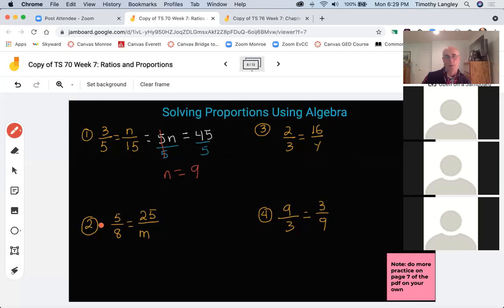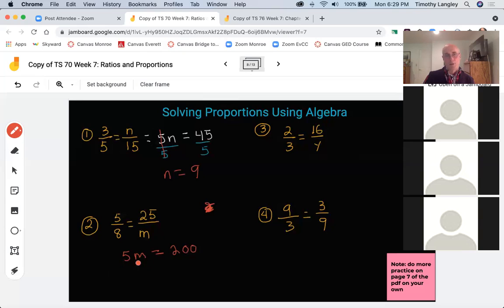Go ahead and take a moment and copy down number 2, and I'll walk you through that as well. So you get 5/8 equals 25 over m. M is the variable. We're trying to solve for the number that would make it an equal proportion. Again, this one happens to be very similar. I've got 5m equals, and then I've got 8 times 25, which is 200. 4 times 25 is 100, so that's got to be 200 if it's 8.